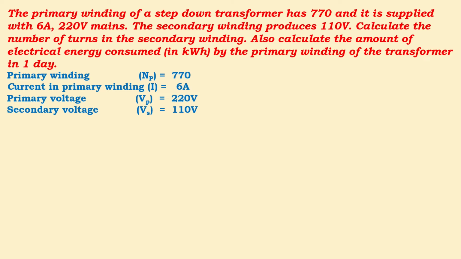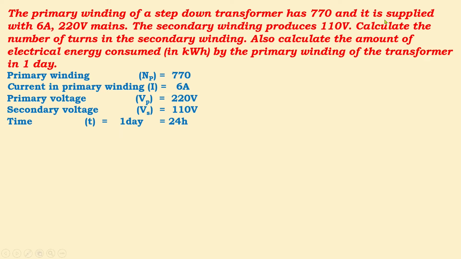Calculate the number of turns in secondary winding. We are writing the question later, but first we have to write all the given. Also calculate the amount of electrical energy consumed in kilowatt hour by the primary winding of the transformer in one day. Here time is also given, that is 1 day, and we are converting it into hour, 24 hour.